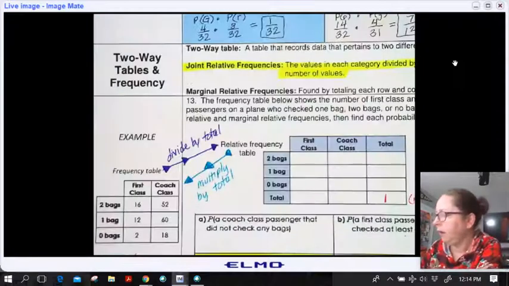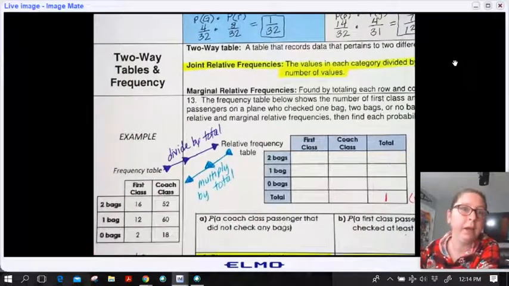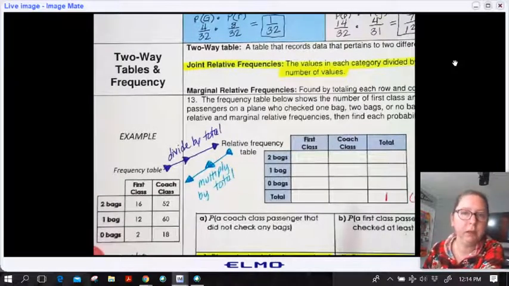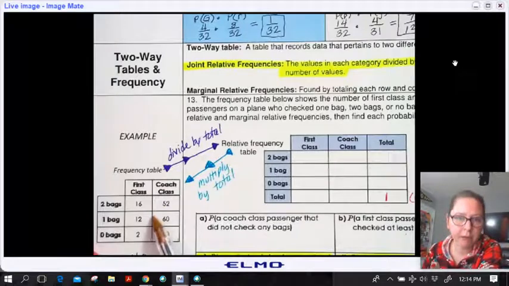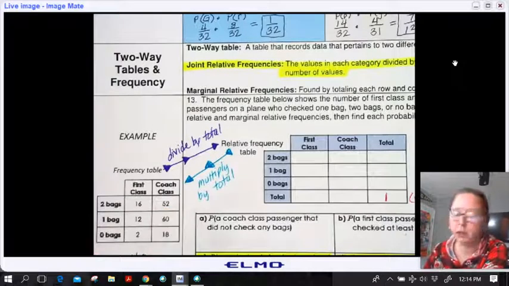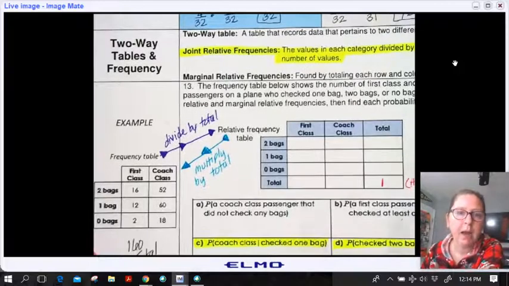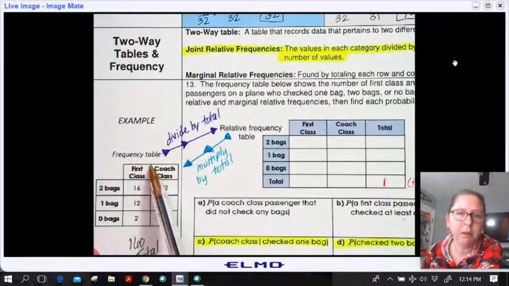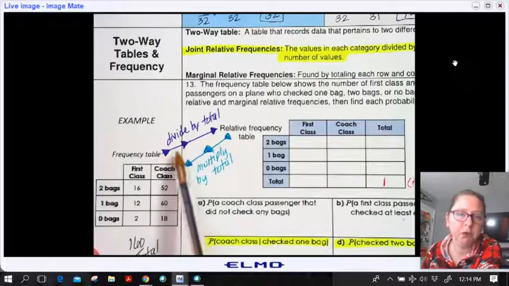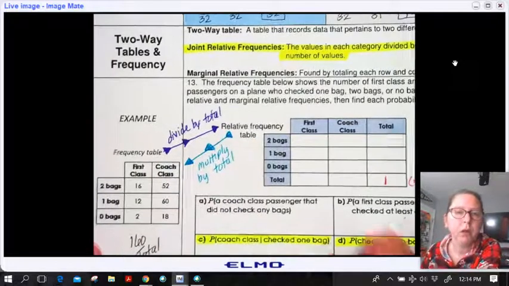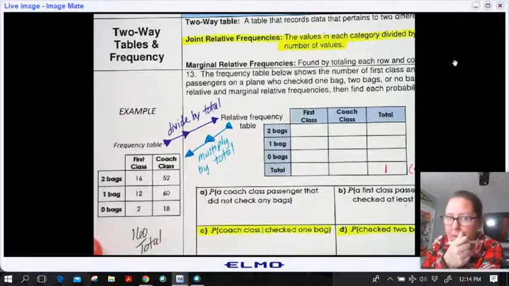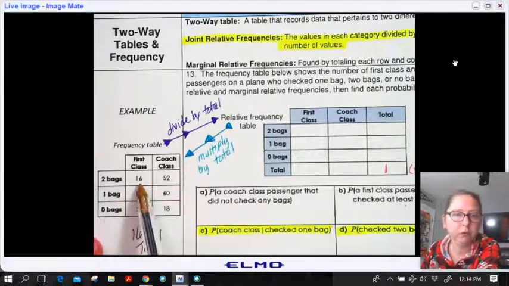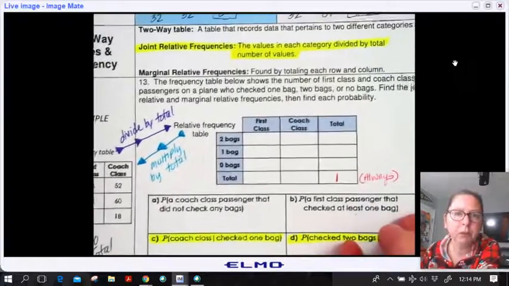Okay, so now let's go ahead and talk about two-way tables and two-way relative frequency tables. You should have learned about relative frequency in Math 1. You learned about regular frequency in 8th grade. So just a reminder for you from Math 1, how do we convert from a frequency table to a relative frequency table? So following my arrows here, you have to know the total number, okay? These are the actual numbers. So let's read this problem here.